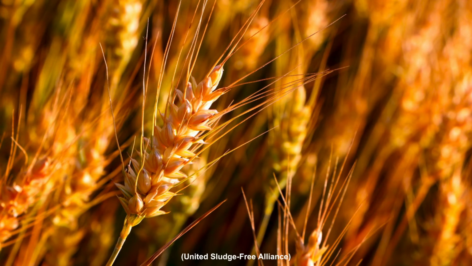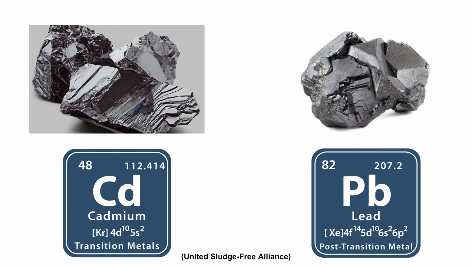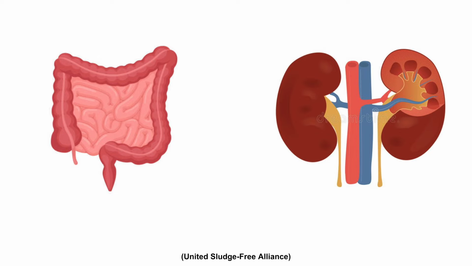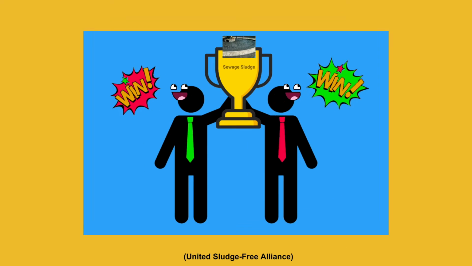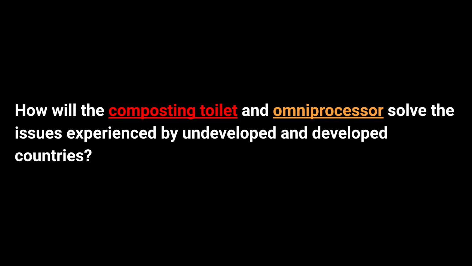Even if farmers are able to save thousands of dollars by using sludge instead of synthetic fertilizer, they pay the price in other ways since their crops absorb these heavy metals. Heavy metals such as cadmium and lead can cause intestinal and kidney damage. What looks like a win-win situation for those involved is actually very damaging and ultimately quite costly in the long run. So, how will the composting toilet and omniprocessor solve the issues experienced by undeveloped and developed countries?